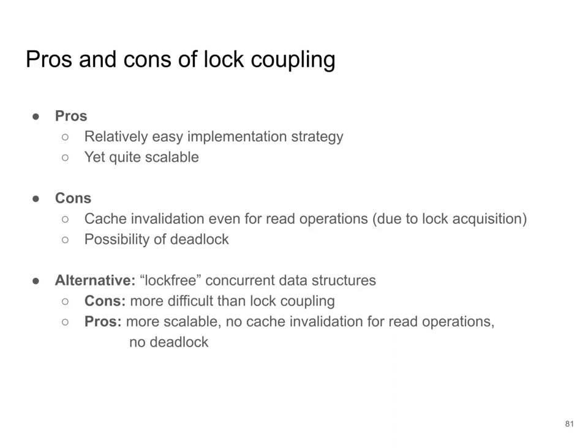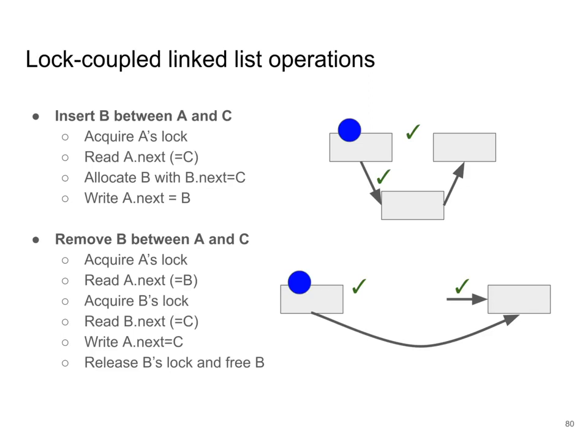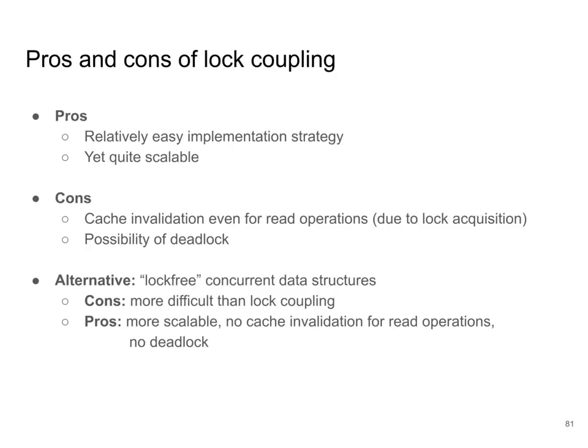The alternative will be lock-free concurrent data structures. Here, it is very lockful; we protect nodes with locks. On the other end, we can think of lock-free data structures, which don't have locks. The con is that it is much more difficult than lock coupling. But the pro is that it is much more scalable, and there is no cache invalidation due to lock acquisition, no deadlock, etc. So in the remainder of this semester, we are going to study these lock-free data structures and their properties, and their memory allocation and deallocation.